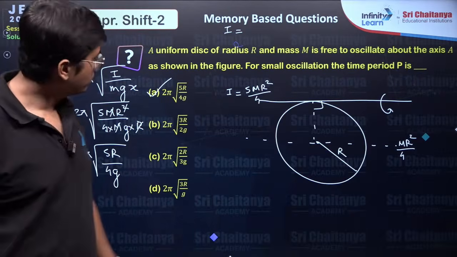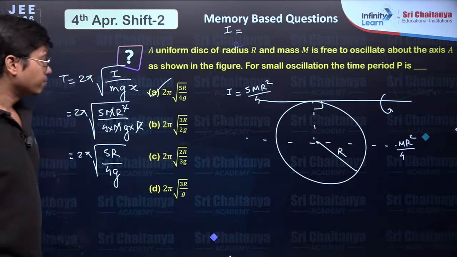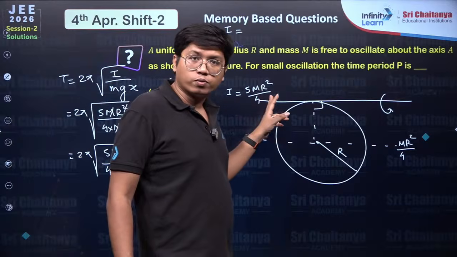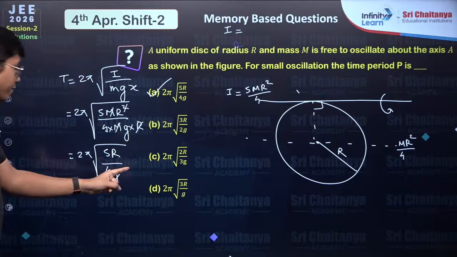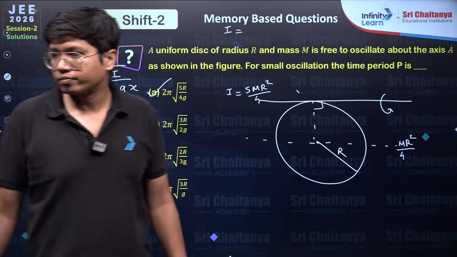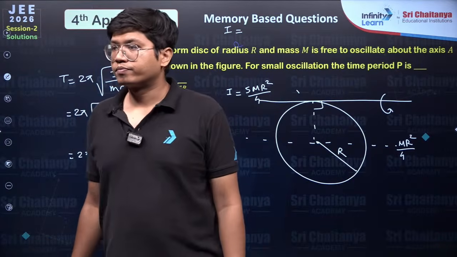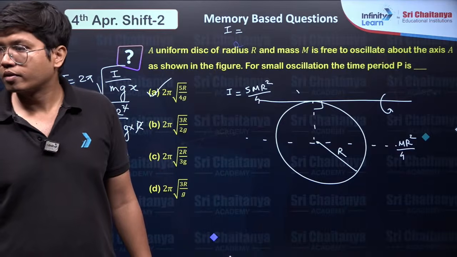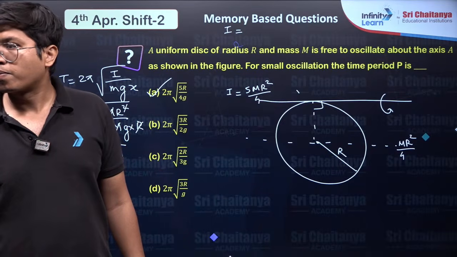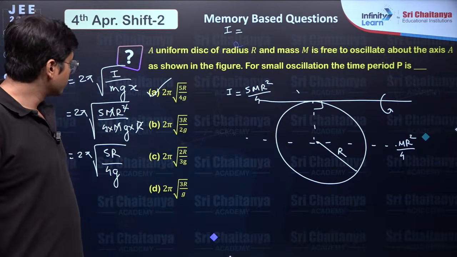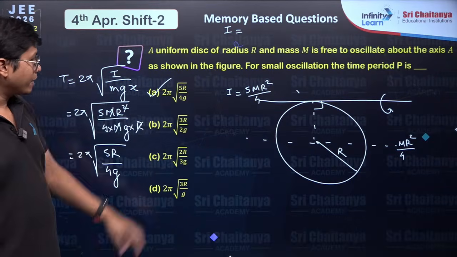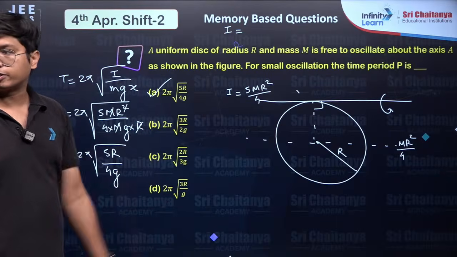Okay, you got 3 by 2. If it's a ring, it would be 3 by 2. If it's a disk, it would be 5 by 4. Both answers I am telling you. If it is a disk, it is 5 by 4. If it is a ring, it is 3 by 2. Option B.